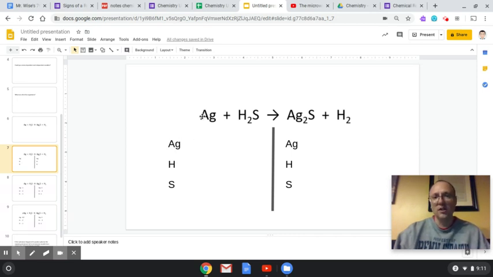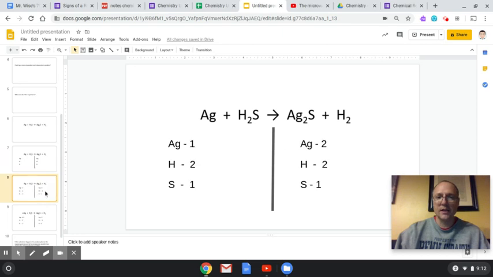So for Ag, you would look and there's no coefficient, so it's understood to be 1. There's no subscript, it's understood to be 1. So therefore 1 times 1 is 1. For the H, or hydrogen, it'd be 1 times 2. And for the sulfur, it'd be 1 times 1. Keep in mind that this 2 here only applies to the H. The subscript only applies to what it immediately follows. Going over to the right side, Ag would be 2, S would be 1, and the H would be 2. So if I go to the next slide, I have those listed here for you.